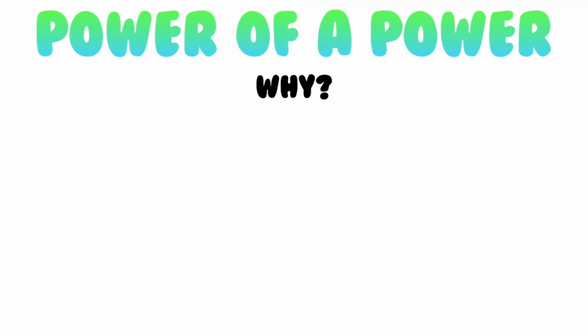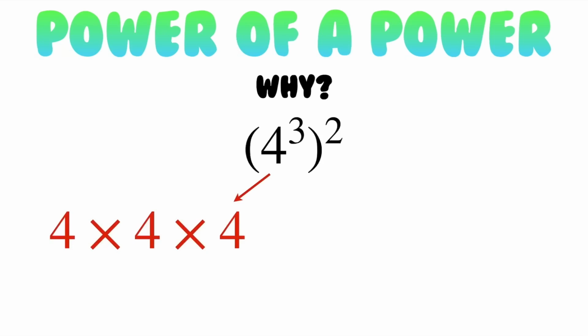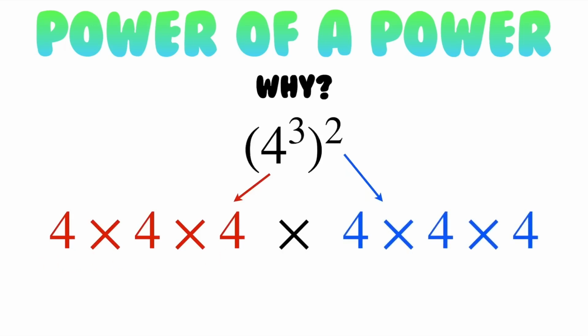And why does this property work? Well, take 4 cubed squared, for example. What is 4 cubed? That's 4 times 4 times 4, right? When you square that, you multiply this by itself, which means you have 4 times 4 times 4 times 4 times 4 times 4. And when you condense this as a number to an exponent, you get 4 to the power of 6, right? Because you have 3 from here, and then double that from this exponent.